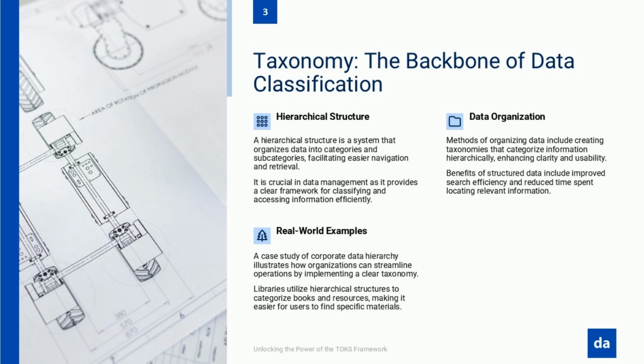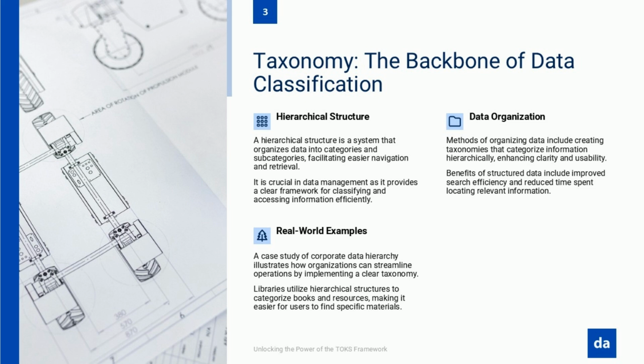In data science, taxonomies follow a similar hierarchical structure. At the top, we have broad categories that encompass large groups of data. As we move down the hierarchy, these categories become more specific, allowing for precise classification of individual data points. This structure is crucial for creating a common language within an organization, ensuring that everyone understands and uses the same terminology when referring to specific types of data.